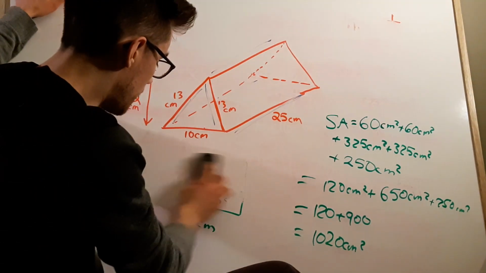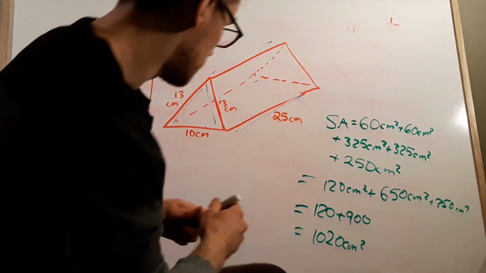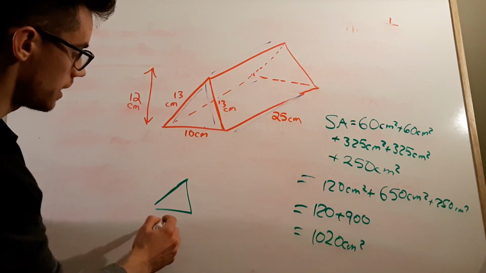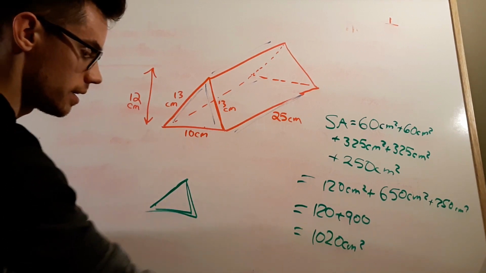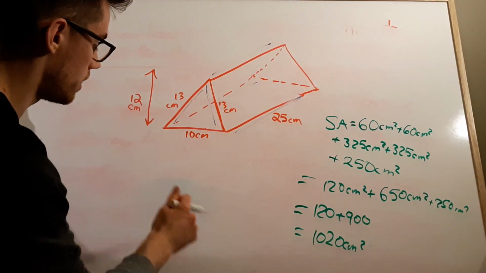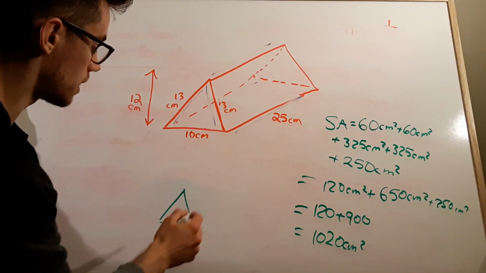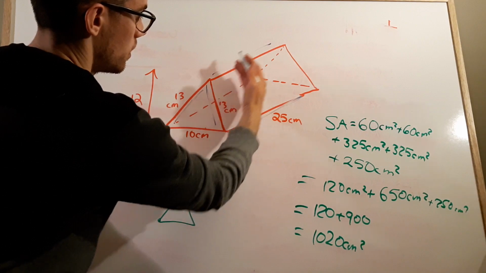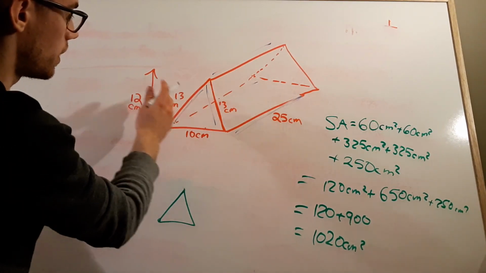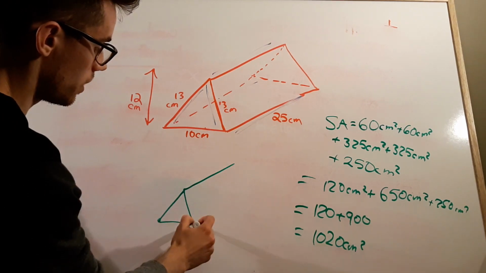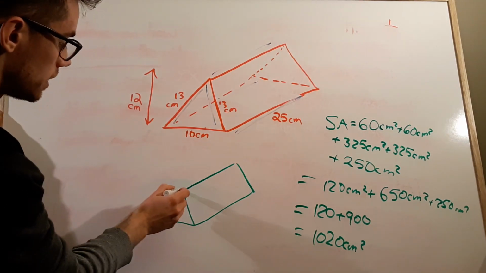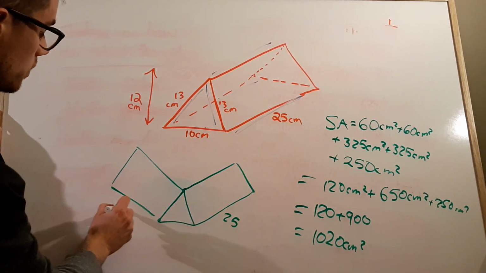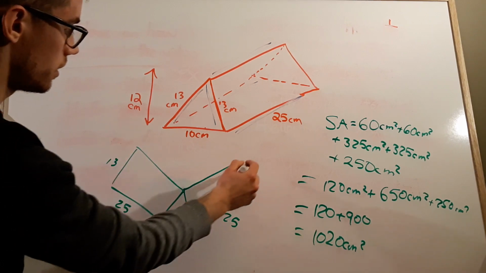Now, if I were to think about the net of that object, I could start with the front triangle, and I'll redraw the rectangles coming off of it. So off of this side right here we have this rectangle, and off of this side we have that rectangle coming off. Here we'll have the same rectangle coming off, because this side length is 25, and this side length here is 25, and these are 13, 13 and 13.